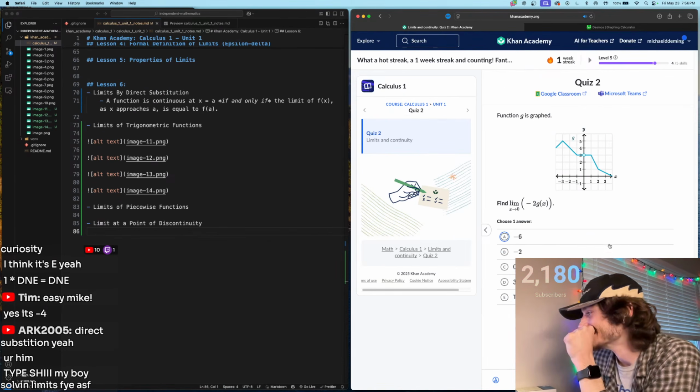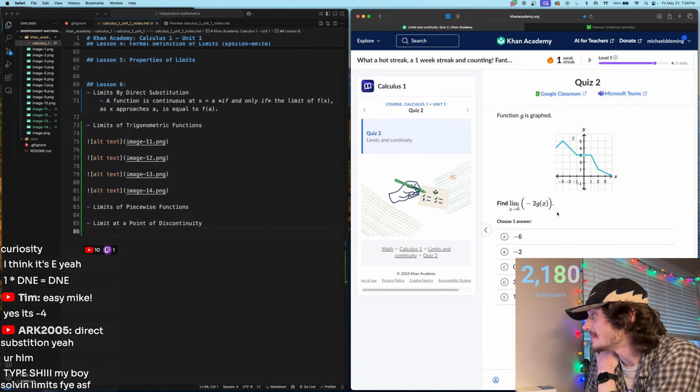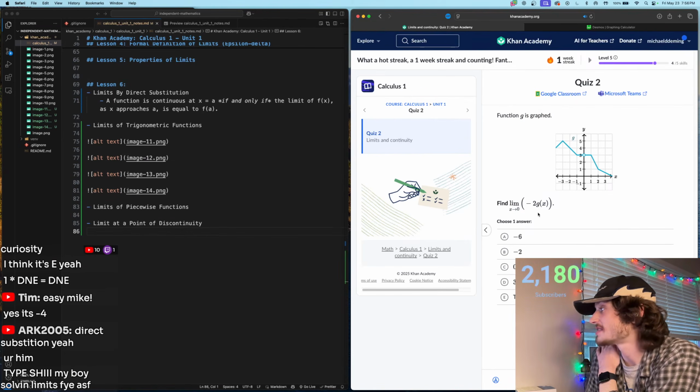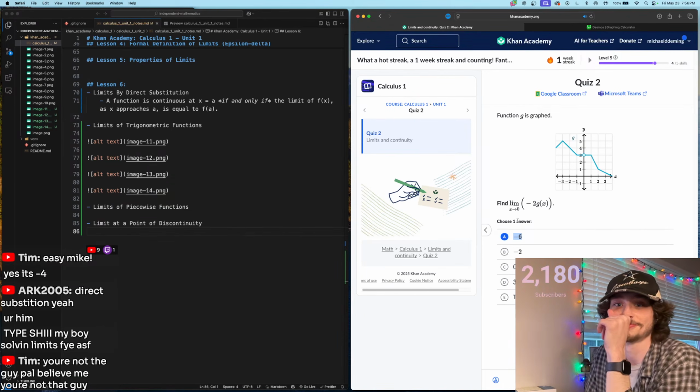I was nervous. Okay, function g is graphed. Find the limit of 2 times g of x as x goes to 0. So as x goes to 0 for g of x, we have 3 times -2, -6.